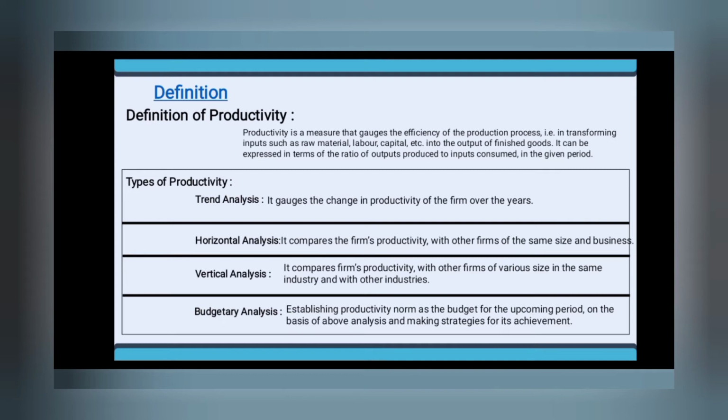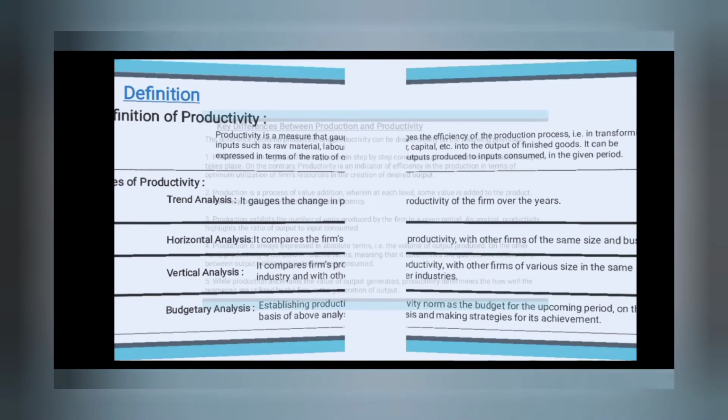First one is trend analysis. It gauges the change in productivity of the firm over the years. Horizontal analysis. It compares the firm's productivity with other firms of the same size of business. Vertical analysis. It compares the firm's productivity with other firms of various sizes in the same industries and with other industries. Budgetary analysis. It establishes productivity norms as a budget for the upcoming periods on the basis of the above analysis, and making strategies for its achievement.